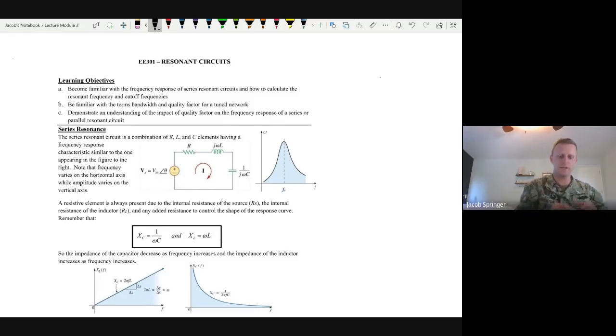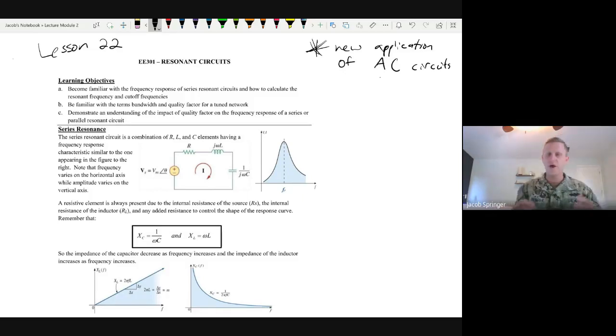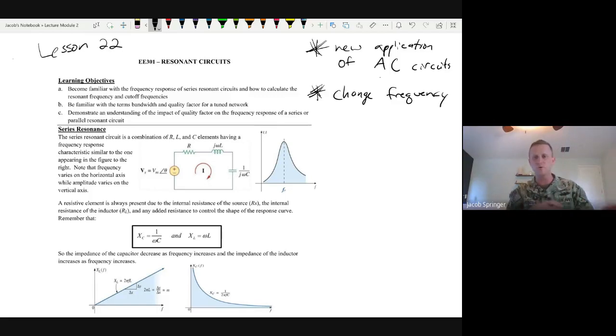Right, so here we are with lesson 22, resonant circuits. Now, before we get into the topic of resonance, I just want to make a couple of notes. One is that this is kind of a new application of AC circuits. So far we've been focused on power and analyzing lots of different circuit configurations, all with the same frequency. This new application is we're going to be changing the frequency, or considering if we could change the frequency, if we adjusted it. That's both lesson 22 and 23.